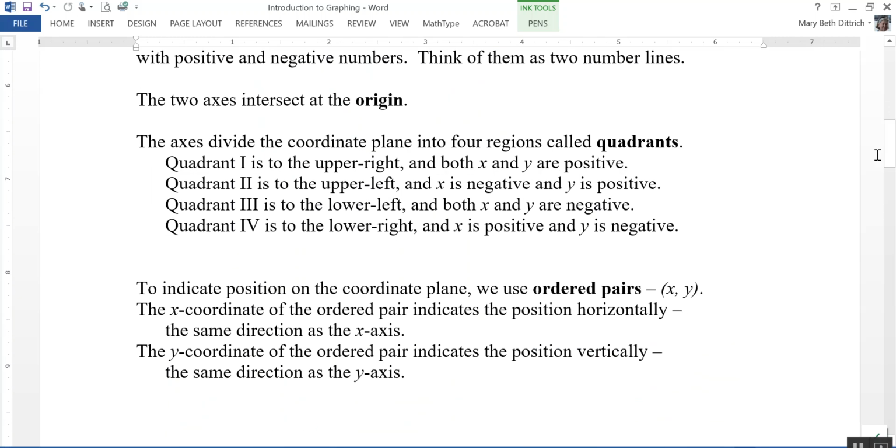To indicate a position on the coordinate plane, we use something called an ordered pair. So that's an x and a y, which are going to be 2 numbers, in parentheses divided by a comma. The x-coordinate of the ordered pair, that's the number that comes first, indicates its position horizontally, that is the same direction as the x-axis. The y-coordinate, which is going to be the second number, indicates the position of the point vertically, the same direction as the y-axis, or up or down.